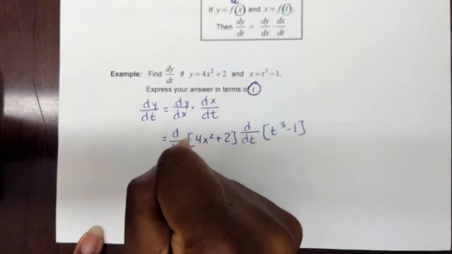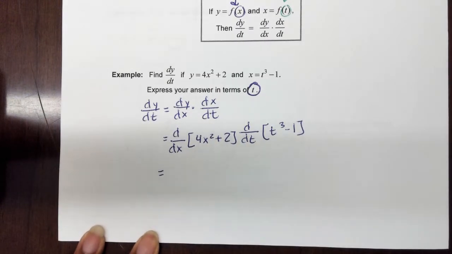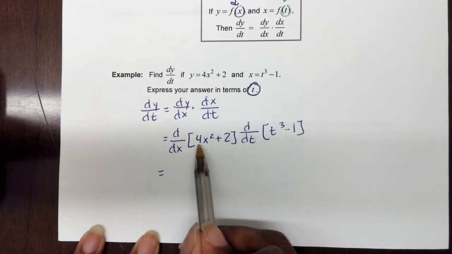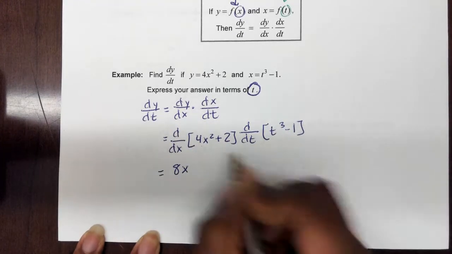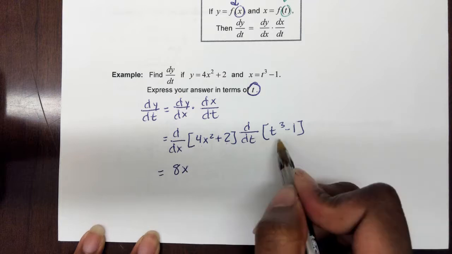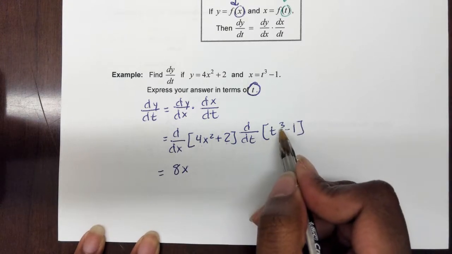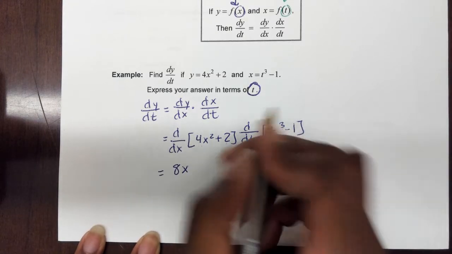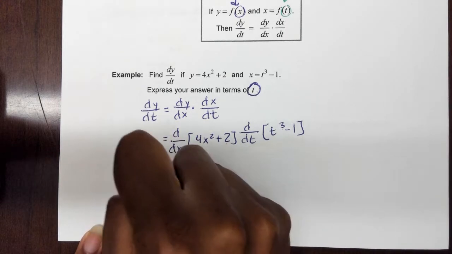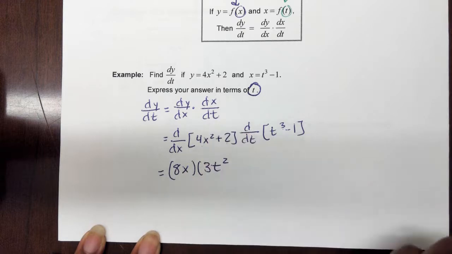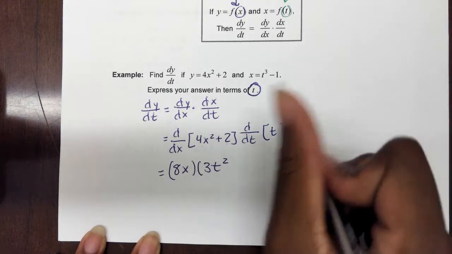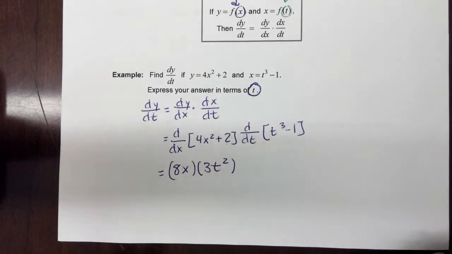So when we take the derivative of my y function, we bring down the 2, so that's 8x, and the derivative of 2 is 0. And then on this side, the derivative of our x function, bring down the 3. So we have 3t squared. And the derivative of 1 is 0.